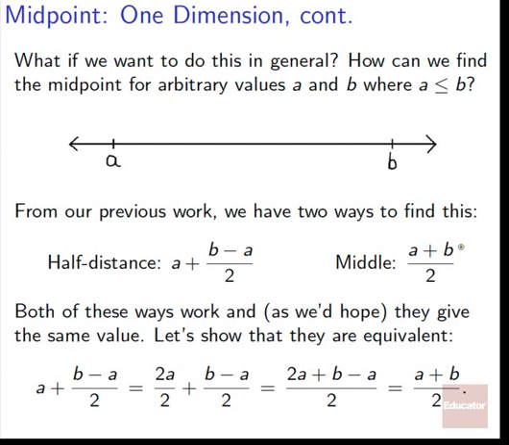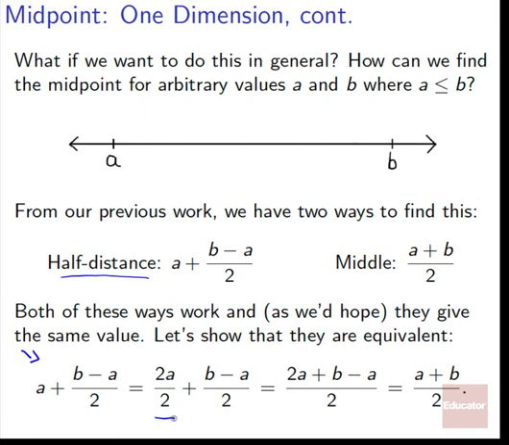They give the same value, right? We can go with either A plus (B minus A) over 2, or A plus B over 2. They both are the same thing. Let's prove that they're actually equivalent. If we start off with our half distance formula right here, then we've got A plus (B minus A) over 2. Well, let's try to put them on the same fraction.